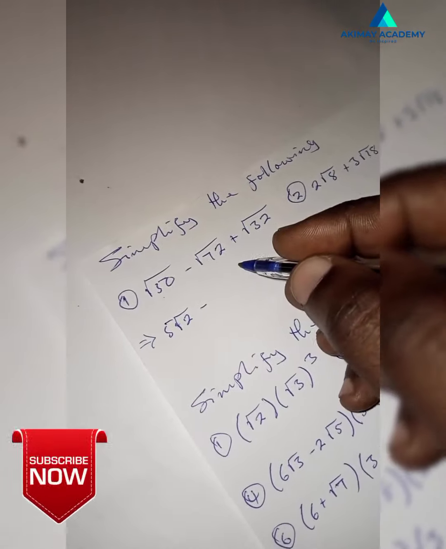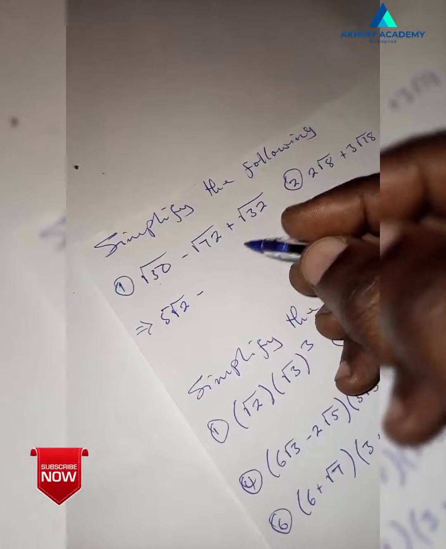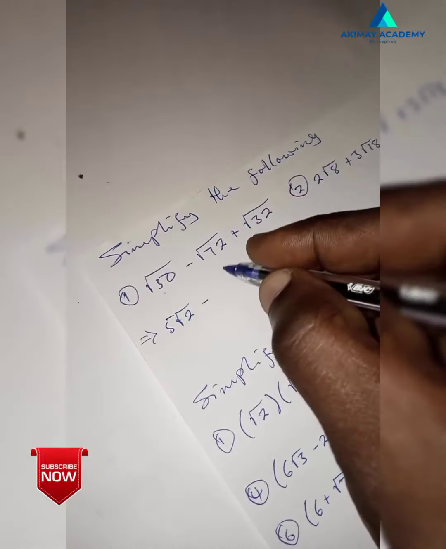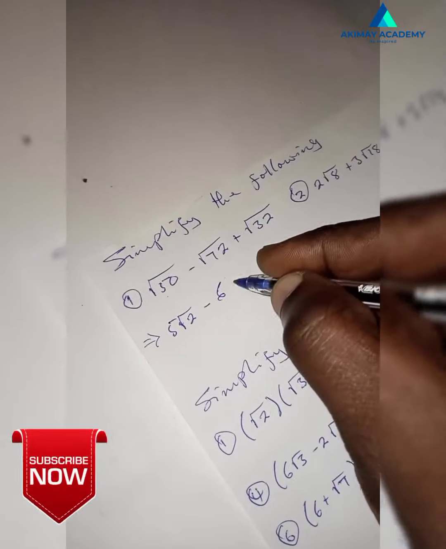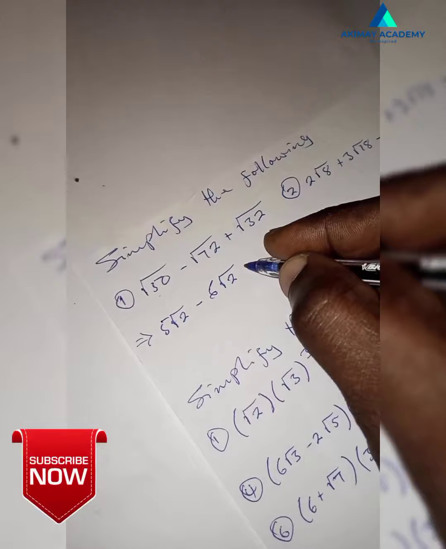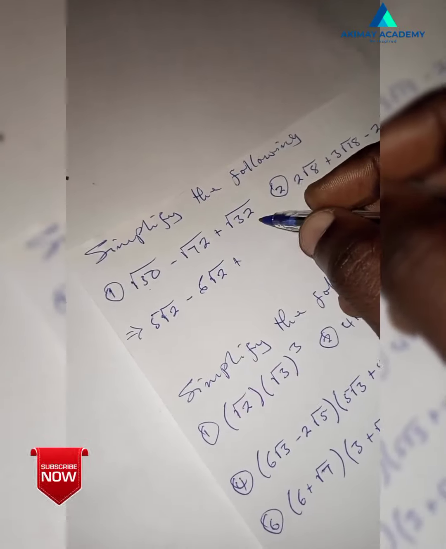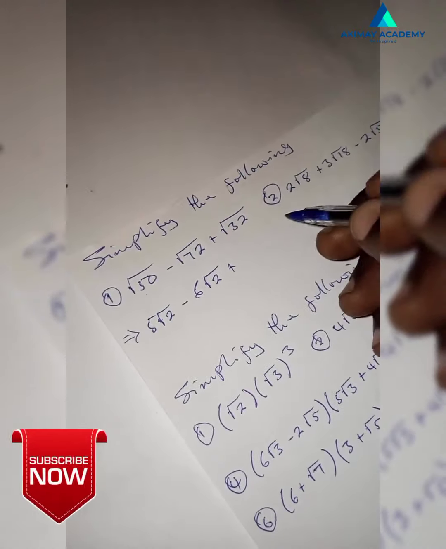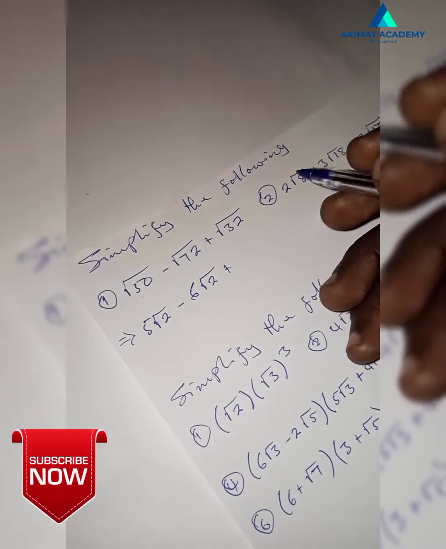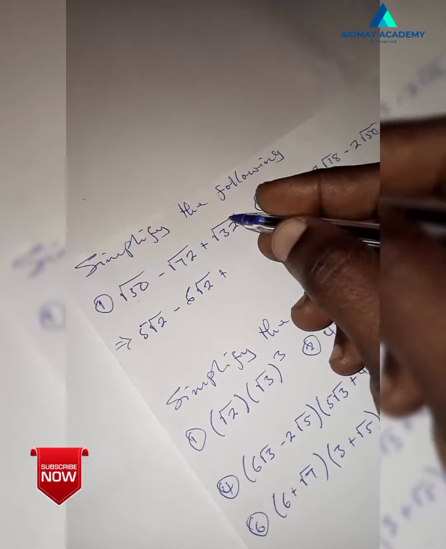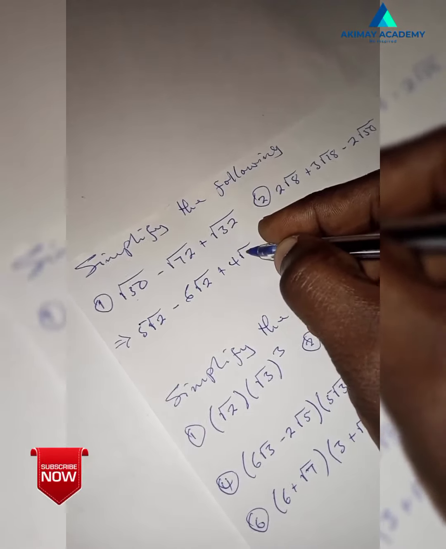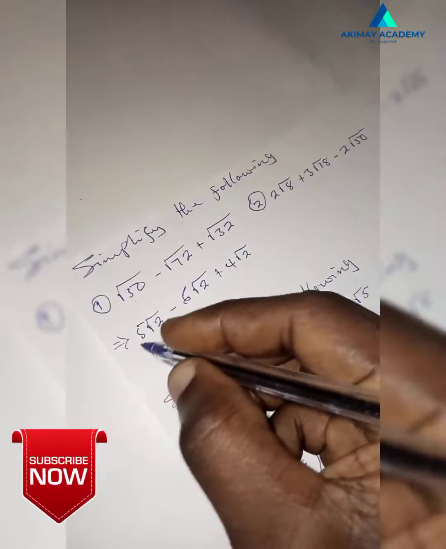Minus, here is 72. I think 36 times 2 should give us 72, so the square root of 36 gives us 6, and the 2 remains in the radical sign. Then over here, we have 32, which is 16 times 2. 16 is perfect, 2 is non-perfect, so the square root of 16 is 4. That gives 4 root 2.